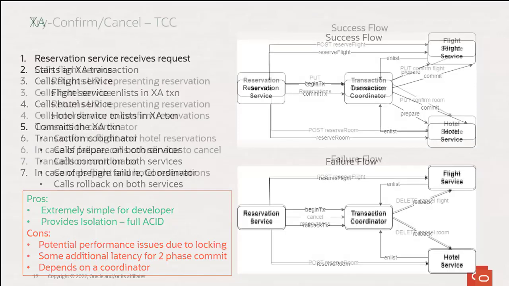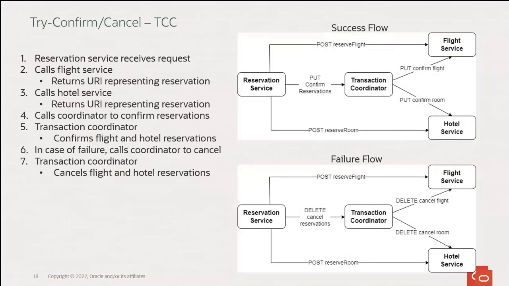And finally, the last model is what we call try, confirm, cancel. So in try, confirm, cancel, again, the reservation service makes a request to reserve a flight and to reserve a room. It's very, very HTTP specific. So you do a POST, and you get back a URI from those services that represents the reservation. And then once the reservation service has collected the reservations that it needs, it can ask the transaction coordinator to confirm all those transactions. That's done with a PUT request because PUT requests need to be idempotent by definition.